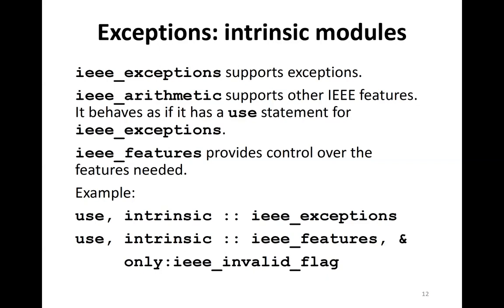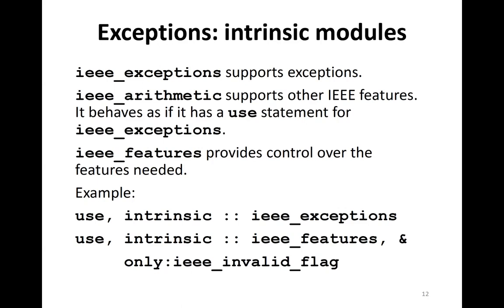Use IEEE features only IEEE invalid flag. That would say for some reason you only want the invalid flag and you don't want other things. So it gave you some control over how much of IEEE you wanted. At that time, IEEE was quite controversial. One of the problems was other vendors who weren't offering IEEE features were very nervous about what was being offered. So this had to be optional, okay for those who had IEEE hardware, as well as those who did not.